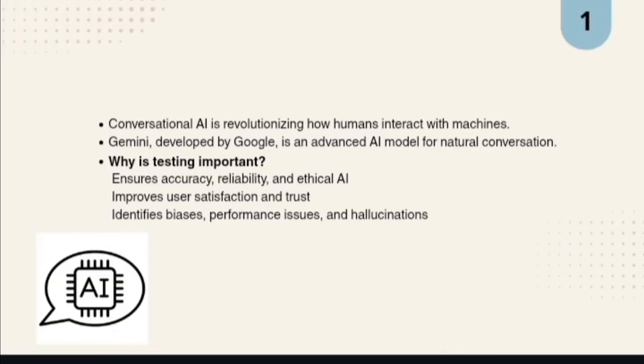Conversational AI testing is a crucial process to ensure AI systems like Gemini are efficient and unbiased. It is transforming how we interact with technology, but its success mainly depends on the rigorous testing which is done prior to the release of the AI. This ensures the AI is reliable, ethical, and performs well under various conditions. And why is this testing important? It ensures accuracy, builds user trust, and eliminates bias and misinformation.